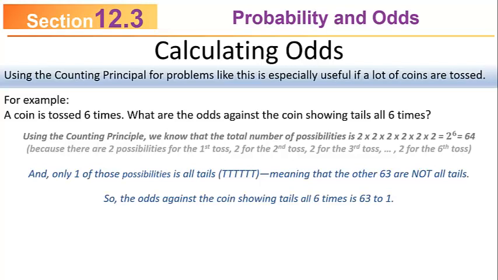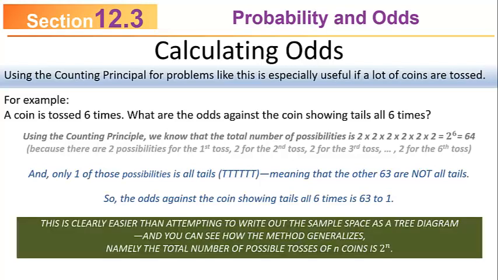Going back to the previous problem with 3, it's 7 to 1. And again, there's only one that has all tails no matter how many coins you're tossing. The rest of them are not all tails. So the critical part of any of these problems is getting the 64 or the 8 or whatever that number is: 2 to the power of how many coins you're going to toss. So you can see how that generalizes. You find the total number of possible tosses of n coins by taking 2 to the power of n. So in the 6 coin case, 2 to the 6th is 64. If you were tossing 5 coins, it'd be 2 to the 5th, which is 32. If you're doing 4 coins, it'd be 2 to the 4th, which is 16. That's a lot easier than trying to draw a tree diagram.